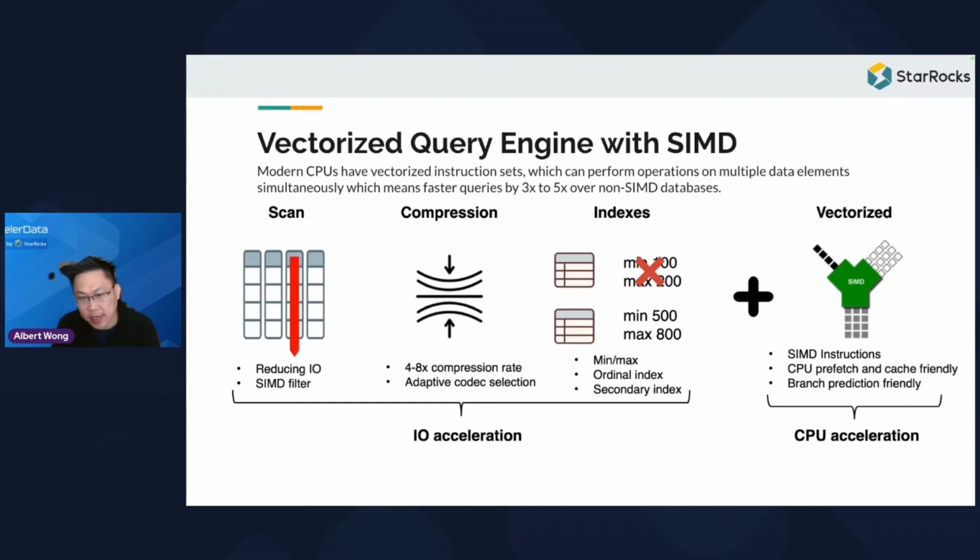SIMD stands for single instruction, multiple data. So in a lot of the databases in the current market, for say one CPU cycle, you can do one operation, either a read or a write. SIMD, single instruction, multiple data, implies that for a single instruction, I will work on multiple pieces of data at the same time, right?